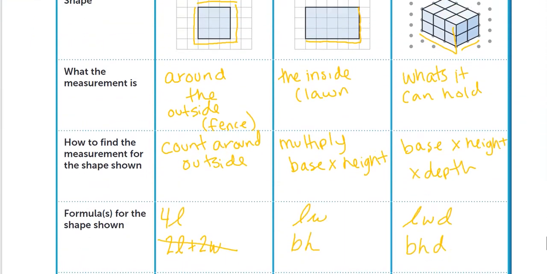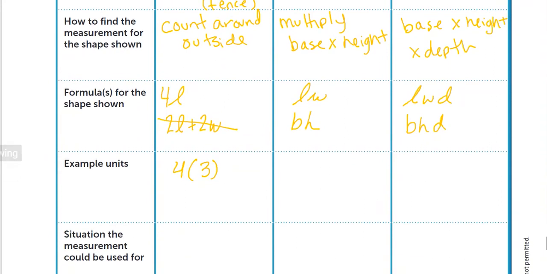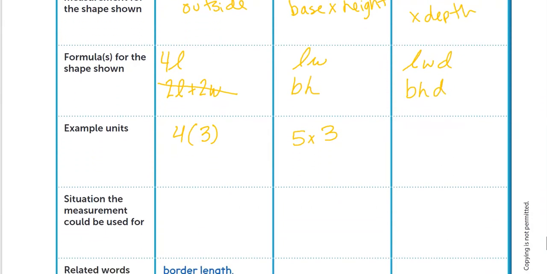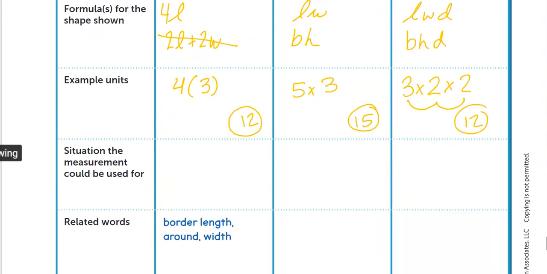Yeah, 3 times 4. And then this one was what? 1, 2, 3, 4, 5 times 3. So this one is 5 times 3. And then this one up here, we got 3 times 2 times 2. So 3 times 2 is 6. 6 times 2 is 12. Guess I could put the rest of the answers on. There we go.